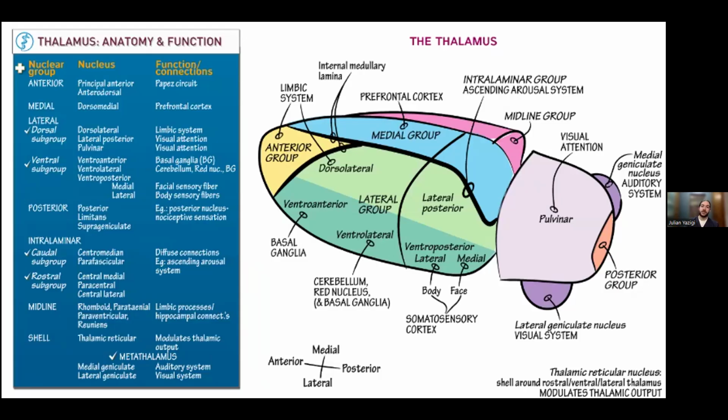The pulvinar is a large posterior thalamic nucleus. It receives inputs from the superior colliculus, from visual association cortices, and it projects broadly to parietal, occipital, and temporal association cortices as well. Functionally, it coordinates visual attention, salient selection, multimodal integration, and orienting responses.